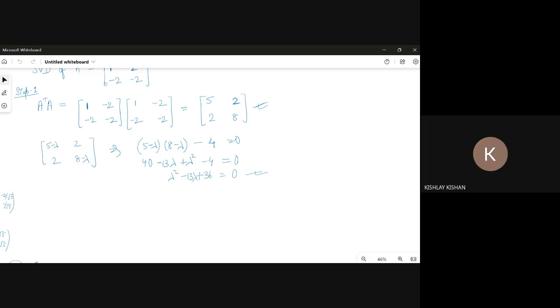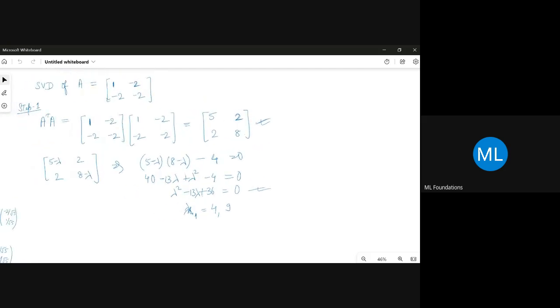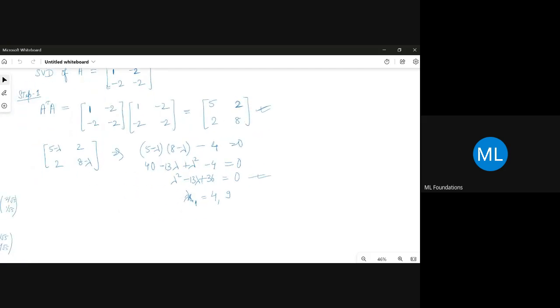So minus 13 plus 9. It is not perfectly factorizable. 9 and 4. Lambda is 9 and 4. Yeah, 9 and 4. So lambda 1 equals 4 and lambda 2 equals 9. Okay, so you got the eigenvalues to be 4 and 9. Now we need to proceed with eigenvectors.